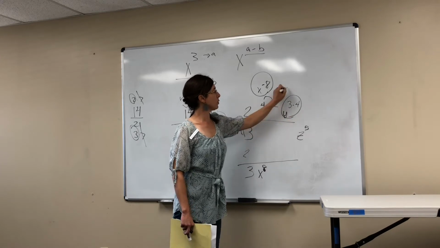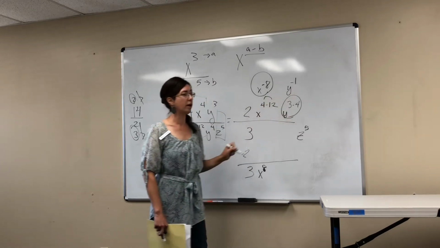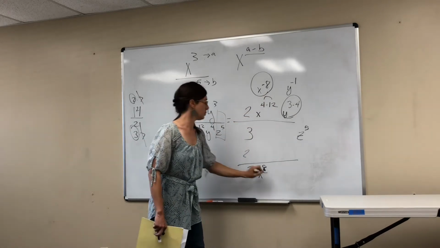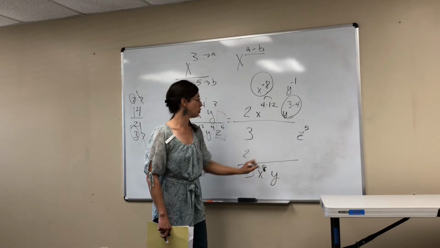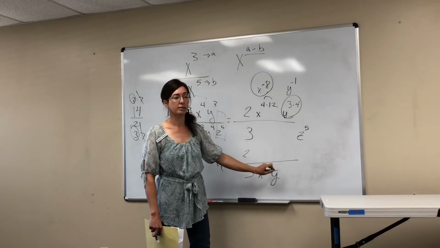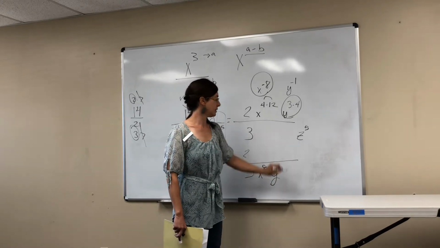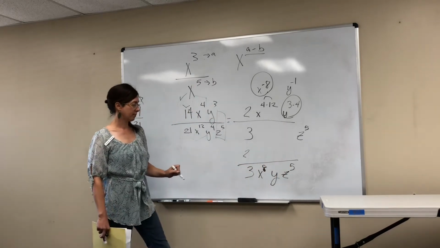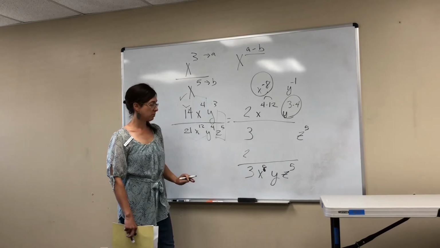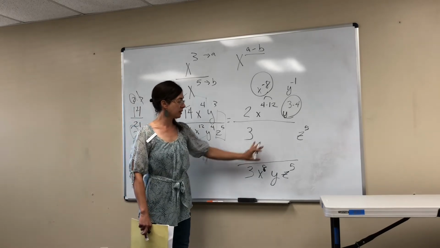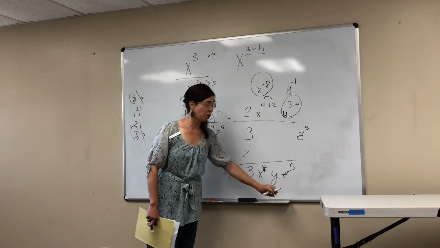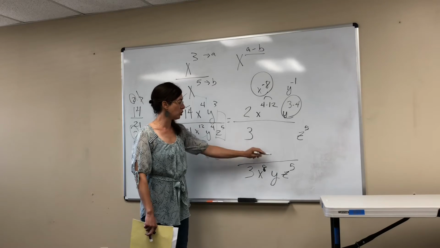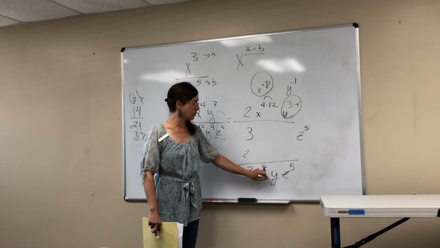Y to the 3 minus 4 is y to the negative 1. Can I leave it up here on the top? No, I'm going to move it to the bottom. Do I have to write the 1? No. Okay. Z to the 5th is already on the bottom. Can I simplify it anymore? No. I've combined all my x's, all my y's, all my z's. None of them have negative exponents, so my answer is 2 over 3 x to the 8th, y, z to the 5th.